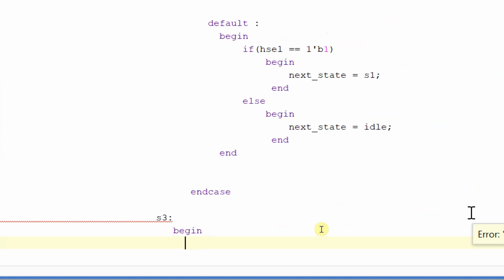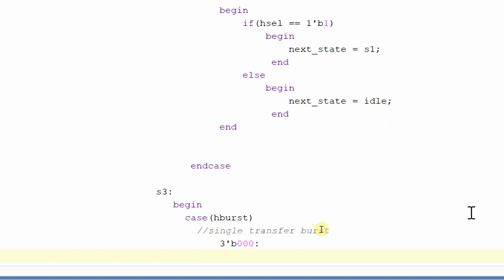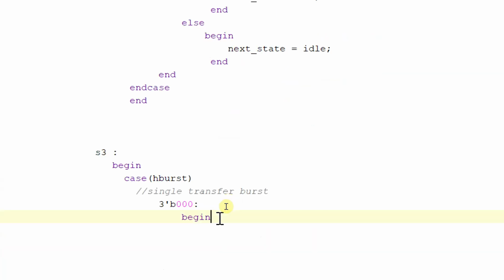In this state we are considering the case of the H burst signal only. So in the S3 state, begin case H burst, let's consider the single transfer burst. If it is equal to 3'b000, then begin. If it is 000, then it is a single transfer burst.